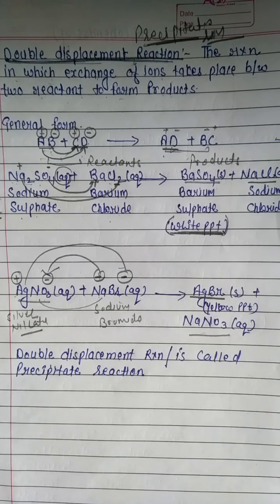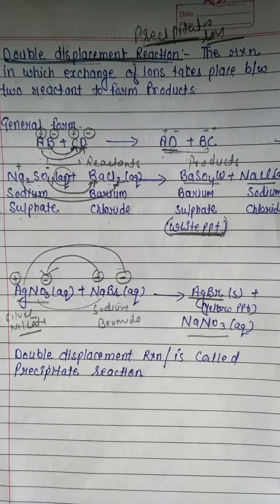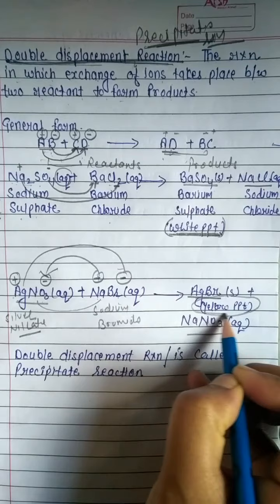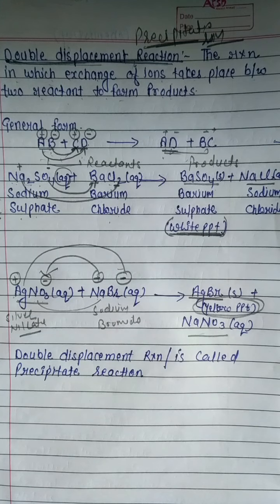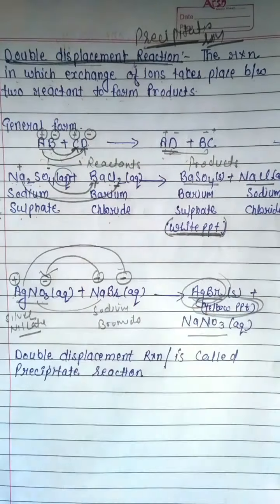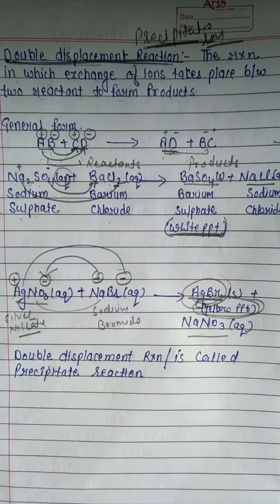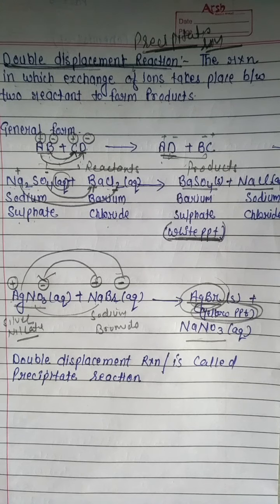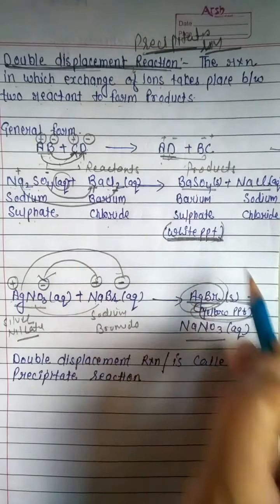During this reaction, this is also called a double displacement reaction, also called a precipitation reaction. In this, we get a yellow precipitate. Of which substance? That is of silver bromide. So that's why it is called a double displacement reaction. During the double displacement reaction, ions are exchanged between the two reactants to form a product, and a precipitate is also formed.